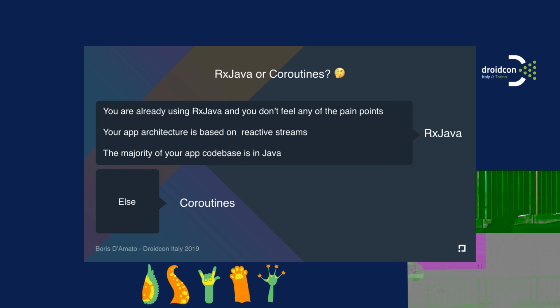You will probably miss some of the ReactiveX operators, like, for example, debounce and throttle. You can still implement those for coroutines, like higher order functions, but you don't have that built in by default.